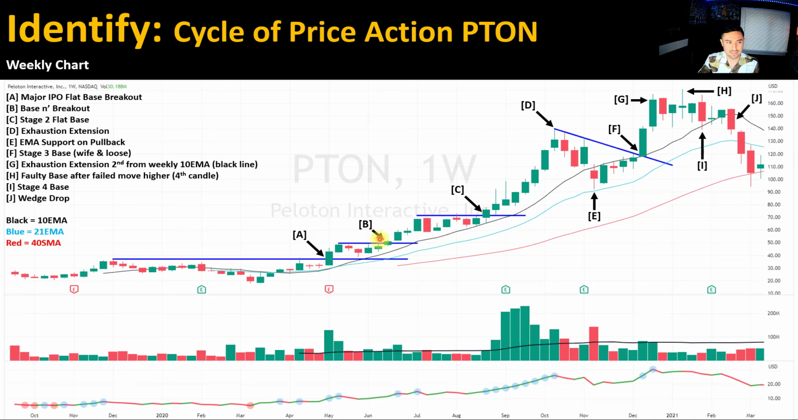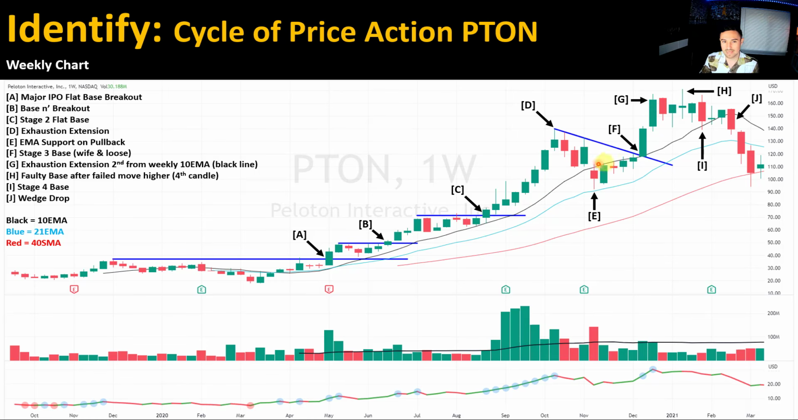At B, you get your basin break. At C, you get your stage 2 flat base. So here's a flat base. At D, you get your exhaustion extension. So this is potentially the first one here, albeit it is fairly extended. At E, you get your EMA pullback support. So I use the 21 EMA, so you can see that's roughly finding support around that. F, you get a stage 3 base. So see how it's getting a little bit wide and loose. G, you get your second exhaustion extension from the 10 week.